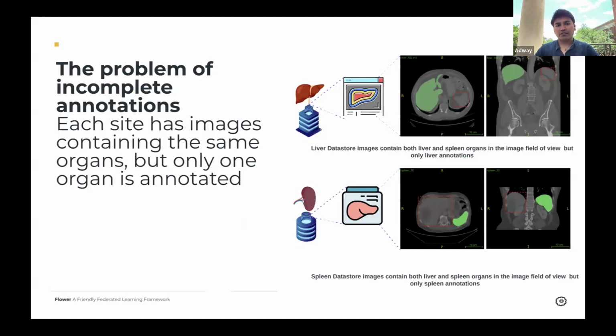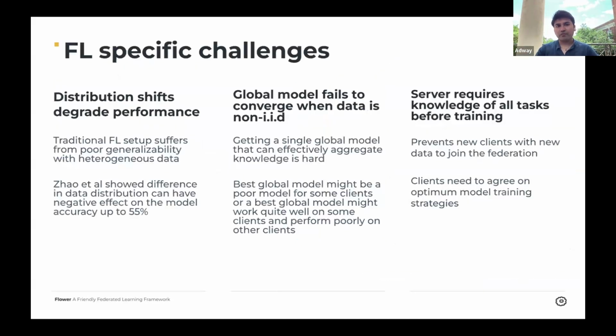What that means is you will have different sites, each containing probably the same field of view, so the same organs, but different organs of interest, and only one organ will be annotated. When you're doing federated learning, this can be explained as client heterogeneity, because clients are working with similar data in the same field of view, but they don't have annotations for the other organs that you would typically see in a centralized setup.